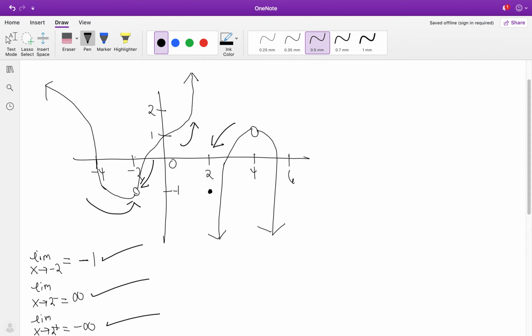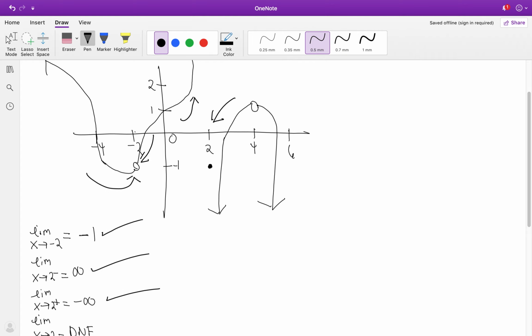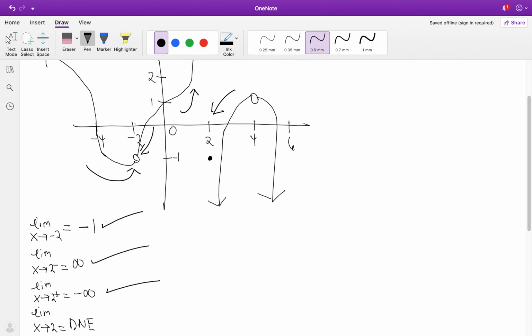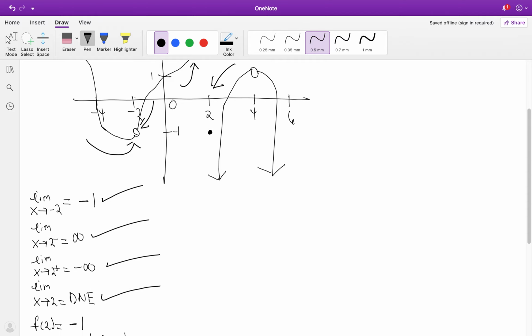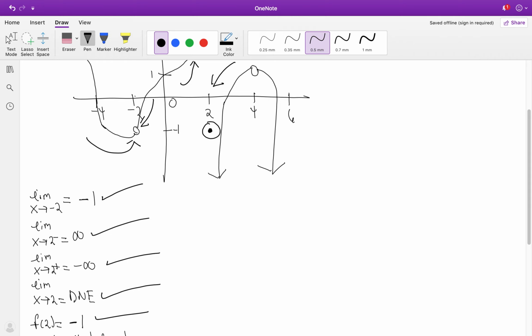And keep in mind, these two values are not equal to each other. Now, limit as x approaches 2. Well, since we know that the limit from the left side of 2 and the right side of 2 are not equal, we can say that the limit at 2 does not exist. Now let's look at f of 2. F of x just needs to be a point defined on your curve, or on your graph. So if we go at 2, we see that we have a point defined at negative 1. So f of 2 is just negative 1.